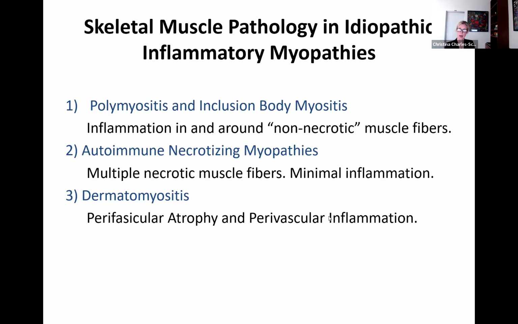Autoimmune necrotizing myopathy is a different group. You see a lot of necrosis and minimal inflammation. And then dermatomyositis, which is going to be our case to look at in terms of answering this question, you see perivascular atrophy, okay? I'm going to tell you what that is, and perivascular inflammation.